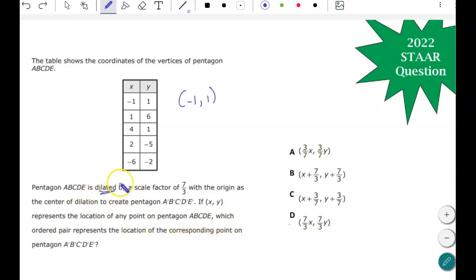Okay, so dilations, it's always multiplied. So it would look like this. But it's multiplied by the scale factor. So this is the only transformation that would change the size of the figure. So it is scale factor 7/3. This one is not correct because it has 3/7. This is being added. That would be like a translation where it moves. This is the correct one.